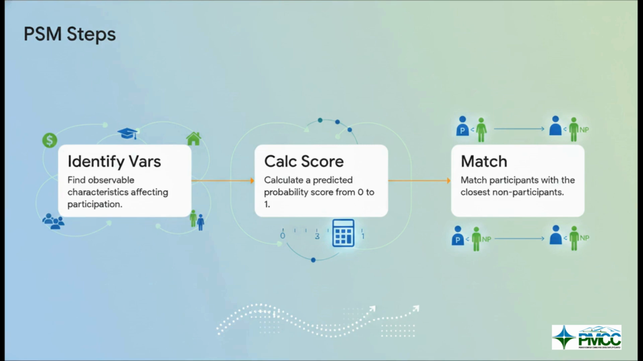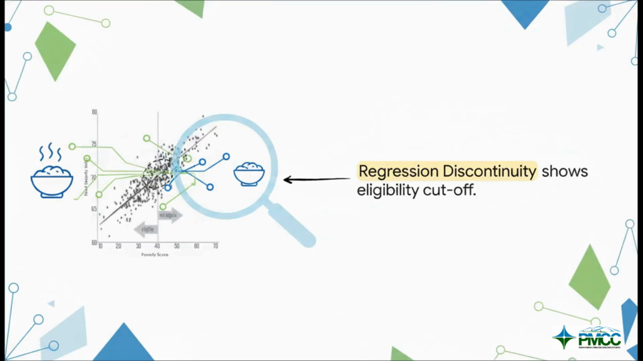First, you identify variables that affect participation, like someone's income or education level. Then, you calculate a probability score from 0 to 1 for each person. Finally, you build your artificial comparison group by matching project participants with non-participants who have nearly identical propensity scores. You're statistically pairing them up to fake a randomized control group. Pretty brilliant, right?